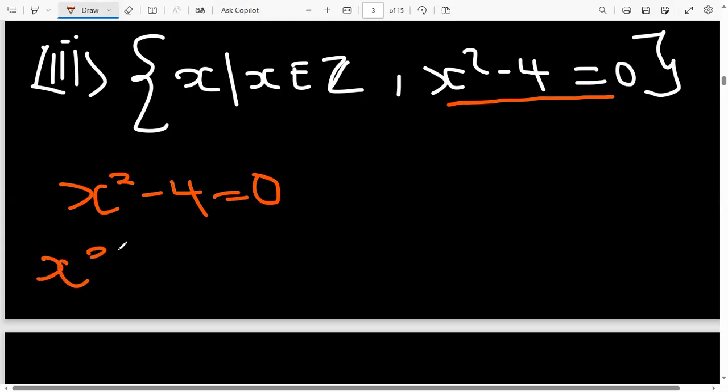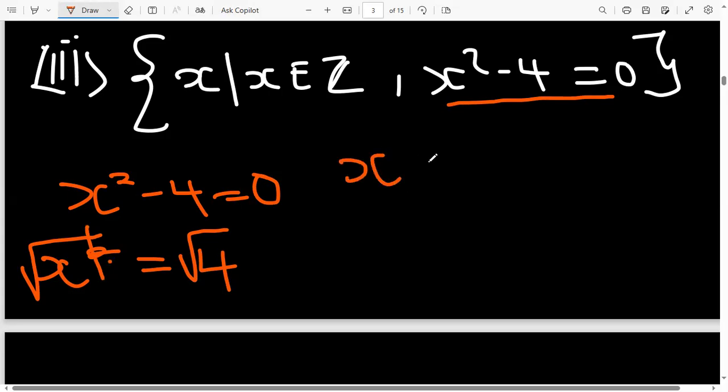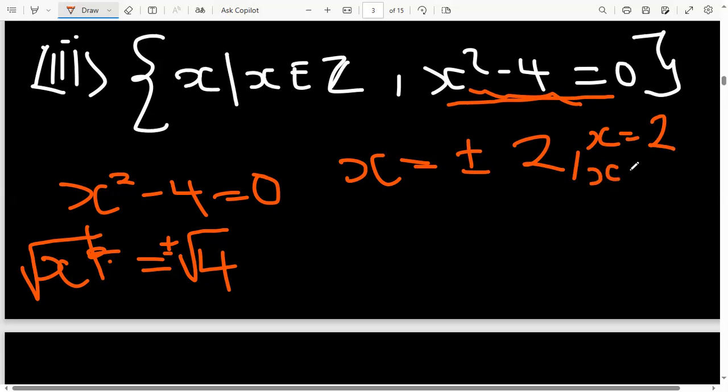This gives us x squared equals 4. Then we take the square root of both sides. The square root and the square cancel, so we remain with x equals the square root of 4. Since we introduced the square root here, we say plus or minus, because it can give either a positive or a negative value. So x equals plus or minus 2. This equation has 2 answers: x equals 2, and x equals minus 2.